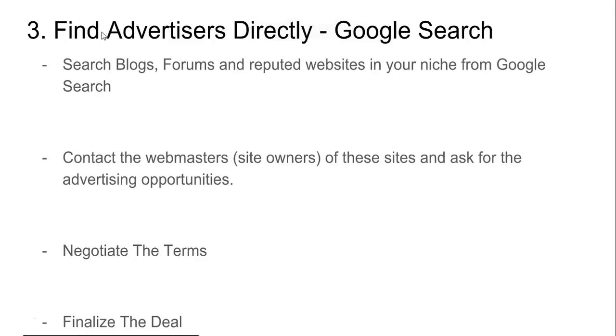Now the third one is find the advertisers directly from the Google search. So depending on your niche, maybe it is a yoga niche or maybe weight loss niche or maybe dog training niche, what you have to do is find these related sites, forums, blogs or product sites from the Google search. After that, contact the webmasters of these sites and ask whether they would like to advertise on your website or not, and followed by that you have to negotiate the terms with them and then finalize the deal.